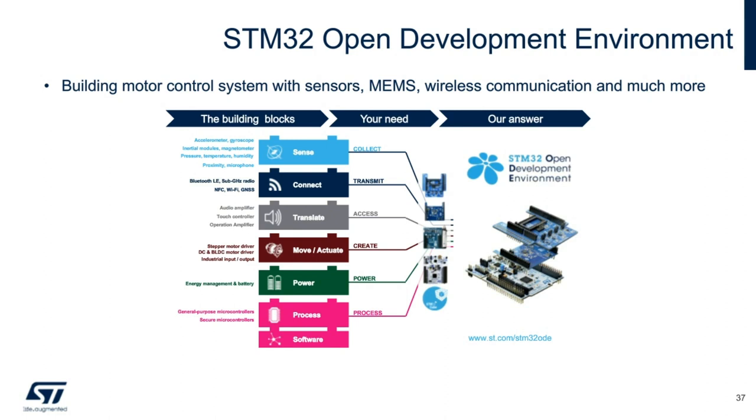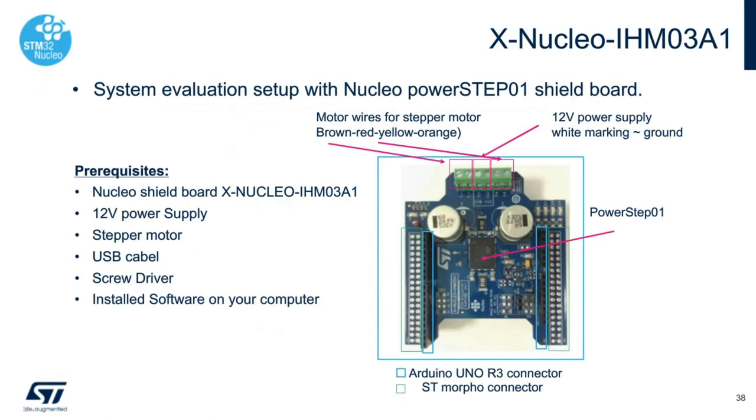The X-NUCLEO-IHM03A1 with PowerStep01 is compatible with the Arduino UNO R3 connector and supports the addition of other boards which can be stacked to drive up to 3 stepper motors with a single STM32 Nucleo board. The connector allows connecting also other Nucleo shield boards with connectivity ICs and a wide range of ST MEMS and sensors. The thermal performance is limited due to the form factor of the PCB.